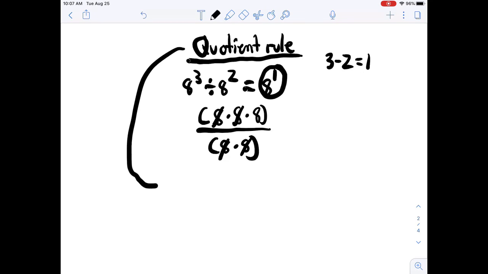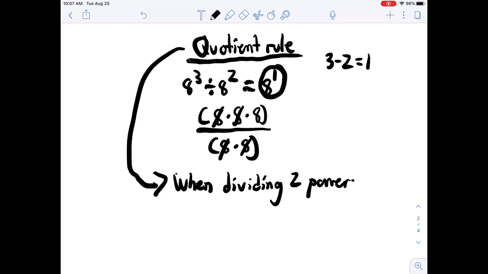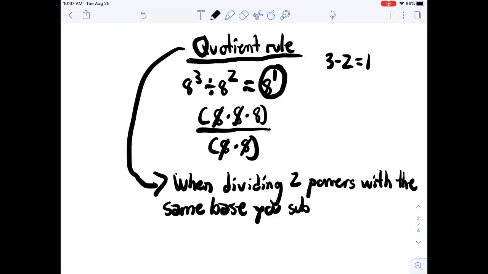So the quotient rule states that when dividing two powers with the same base, you subtract the exponents to simplify the expression.